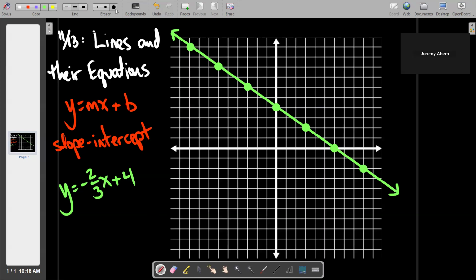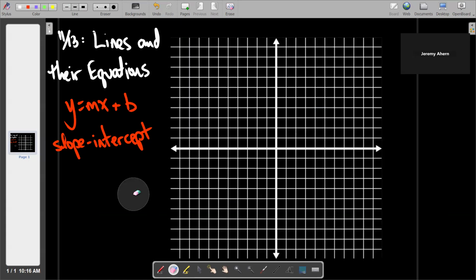We'll practice. Don't worry, that's not the extent of it. Like, hey, good luck, suckers, go. But that's the gist of it, that's how you graph a line when it's given to you in slope intercept. How about this one?